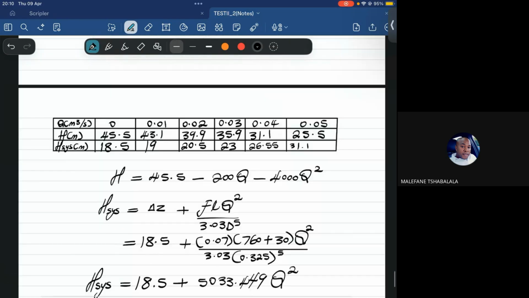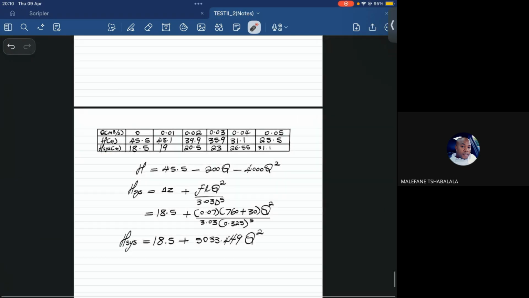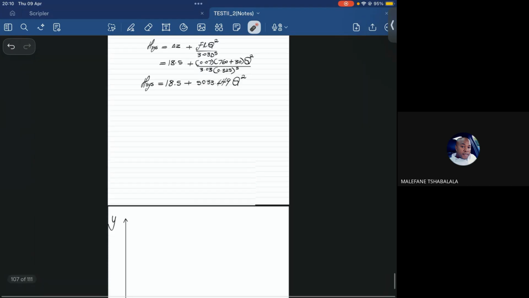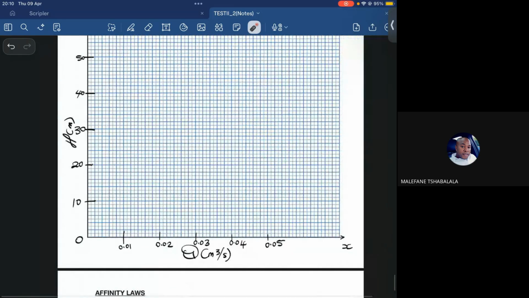Of course, to plot our graph, we'll be using these readings here. So let's start with the characteristic curve. We're going to draw the characteristic curve using these readings. So our first x and y coordinates will be 0 and 45.5. When the volumetric flow rate is 0, 45.5 will be where?